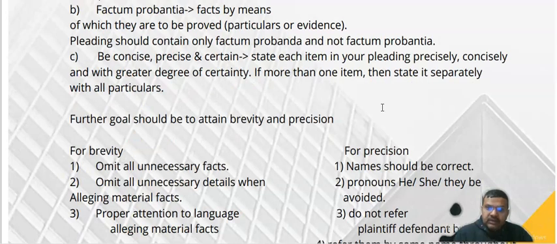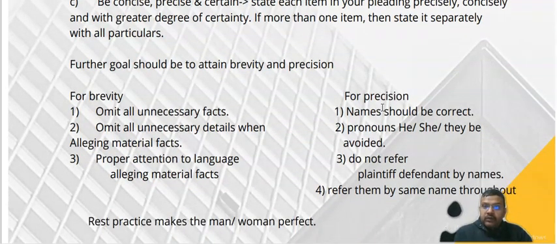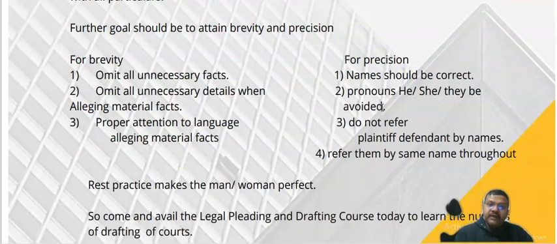Now, this is a master thing to do. Be concise and precise and certain. That goes a long way in understanding legal drafting of the documents that we have. Further, the goal should be to attain brevity and precision. For brevity, omit all unnecessary details when alleging material facts. Pay proper attention to language when alleging material facts. For precision, names should be correct. This is a very important aspect actually. People might say that we can use different names for a single person differently. No. You need to understand that's how a case is drafted. You need to stay consistent with your story.